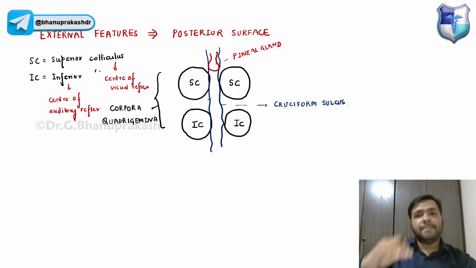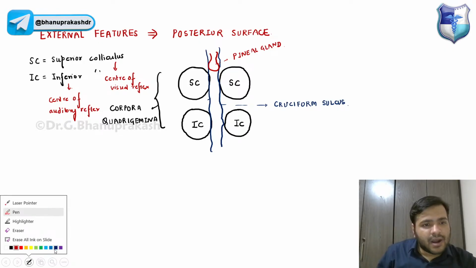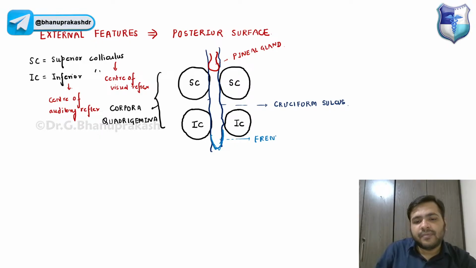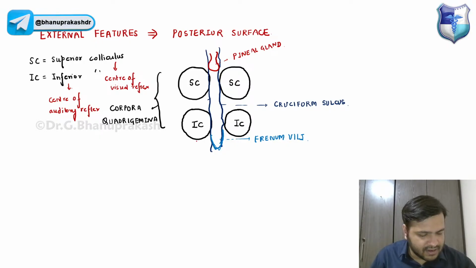Now, below this cruciform sulcus, on the inferior lower part, there is something called the frenulum veli, guys. On the lower part, it is called the frenulum veli. Now this frenulum veli is basically present on a membrane. Yes, very good, Alekhya, it is the pineal gland only.